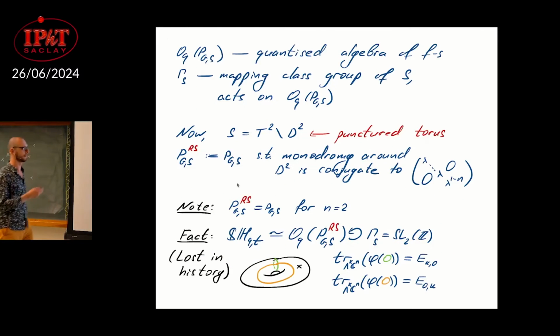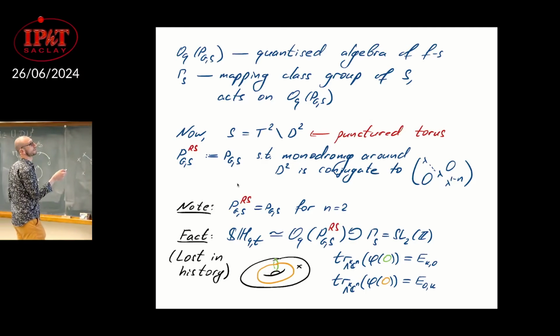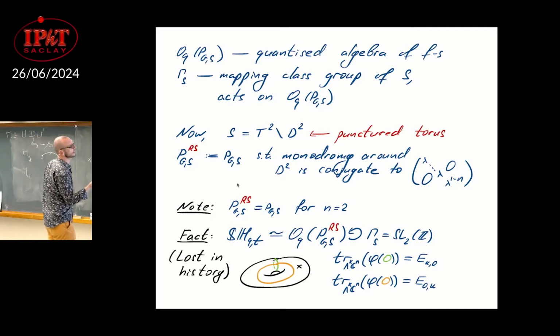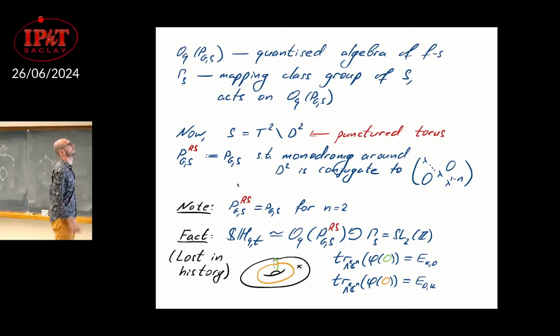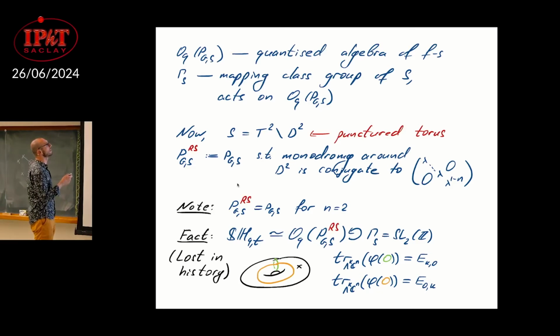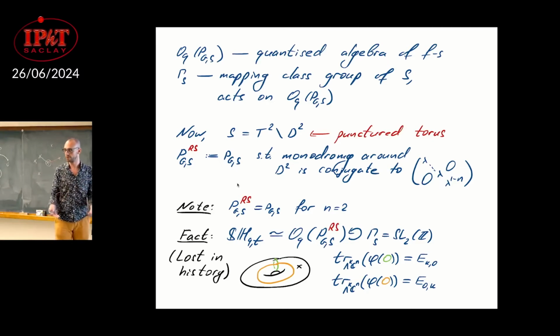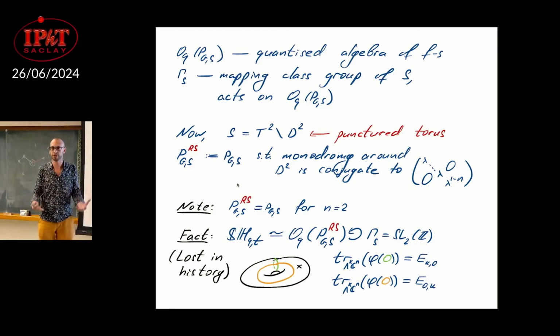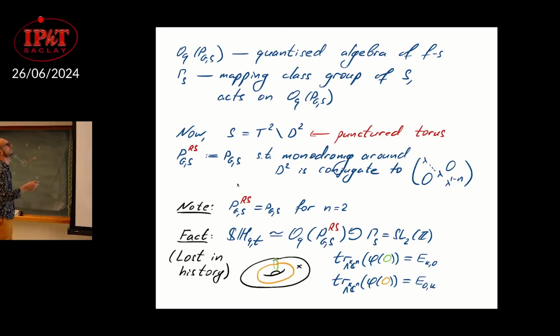And I'll call, so this O_q(P_{G,S}) is just quantized algebra of functions on this character variety. And Gamma_S is the mapping class group of the surface. And well, this mapping class group naturally acts on our character variety, and therefore it acts on quantization of functions on that character variety, right?